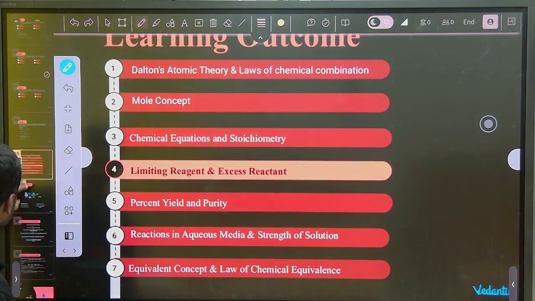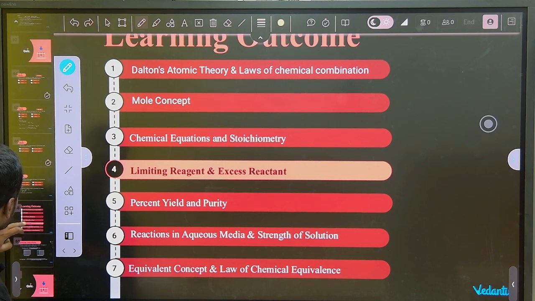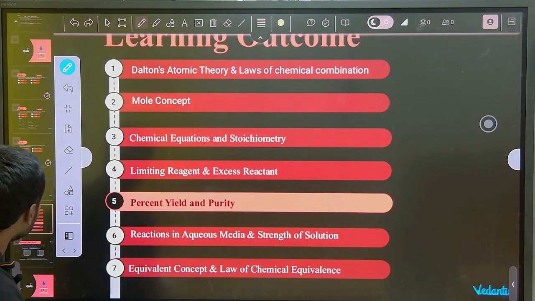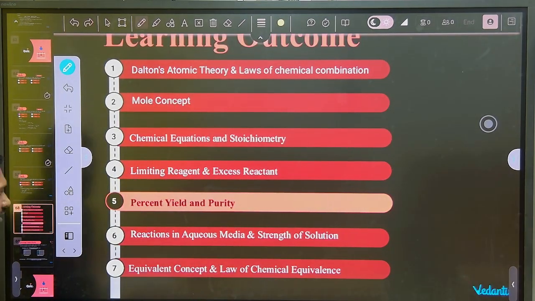Limiting reagent and excess reagent are also over. We have to solve a few questions on that one. Percentage of yield and purity is important here, again percentage of yield and purity.